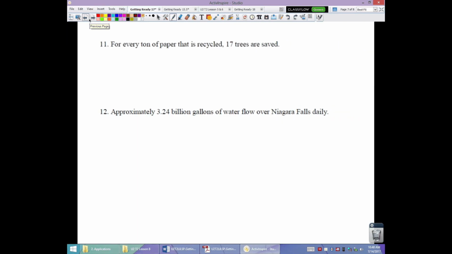Number 11, for every ton of paper that is recycled, 17 trees are saved. Well, is paper recycled exactly 1 ton at a time, and it saves exactly 17 trees for each ton? Does that mean if we tried to recycle a 1/2 ton of paper, we could not save 8.5 trees? Again, this is not something that jumps 1 ton at a time or 17 trees at a time. So this is continuous.